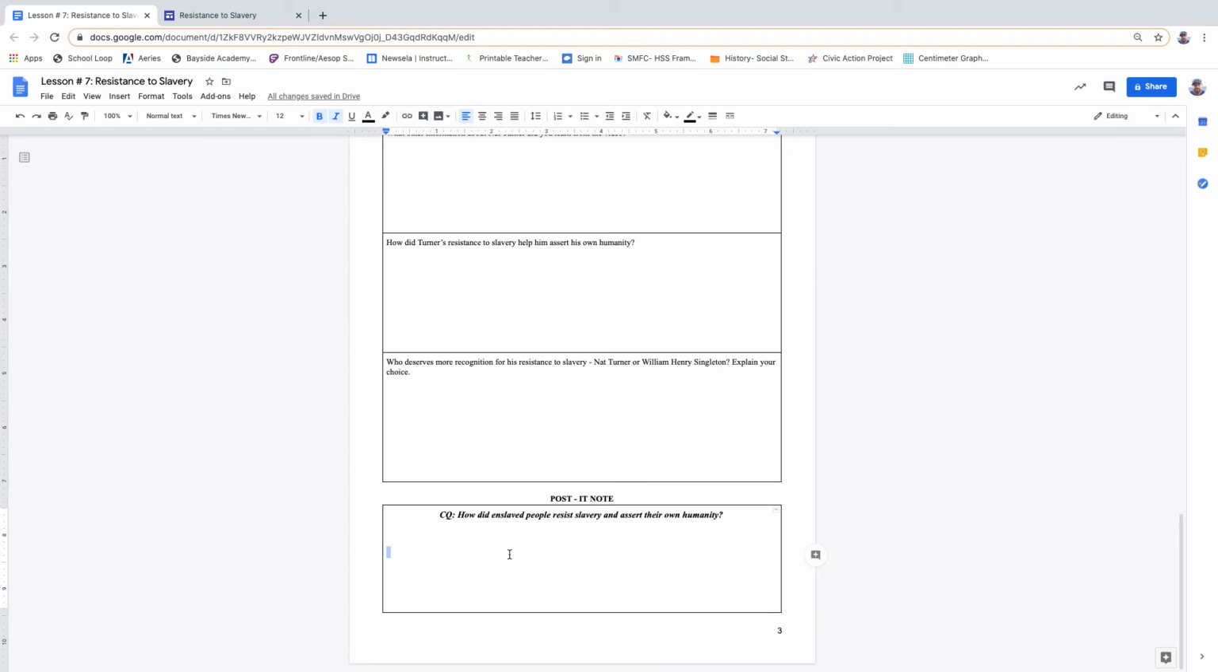And finally, you have your post-it note. How did enslaved people resist slavery and assert their own humanity?